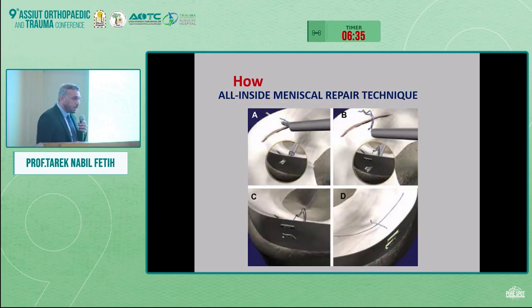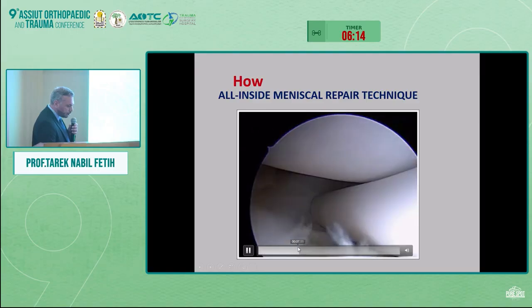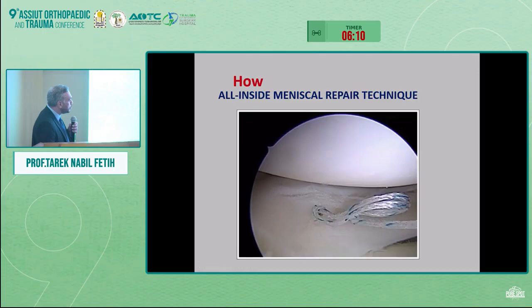The techniques that most of us know: all inside. We repair the meniscal tear from all inside the knee without additional incisions. We place anchor devices with a self-tying slip knot in order to repair the meniscal tear. This is the all inside repair. After implanting one or 2 devices, the self-tying slip knot is tightened to repair the tear.